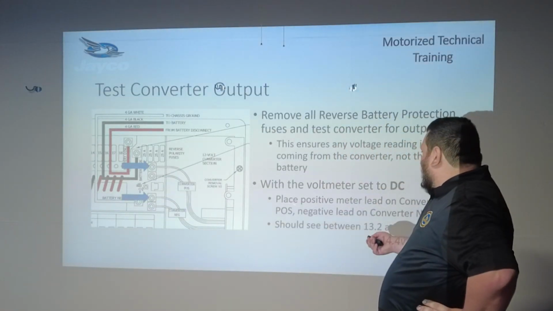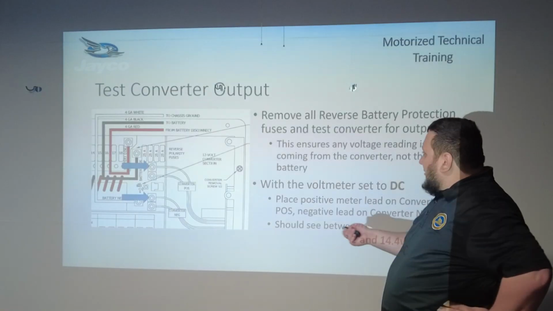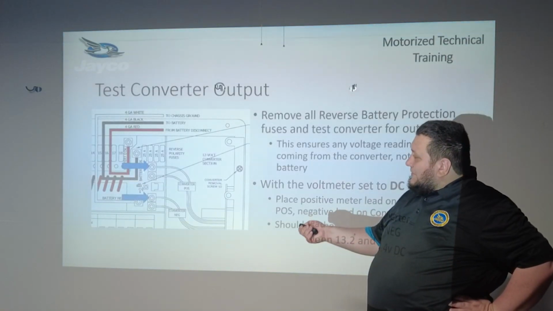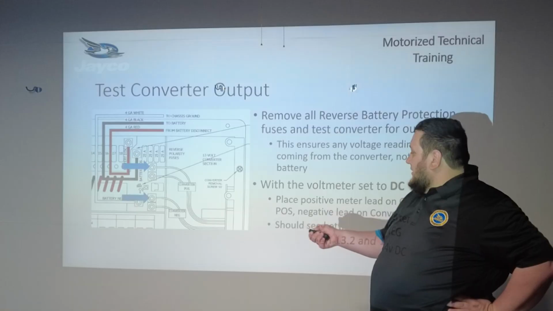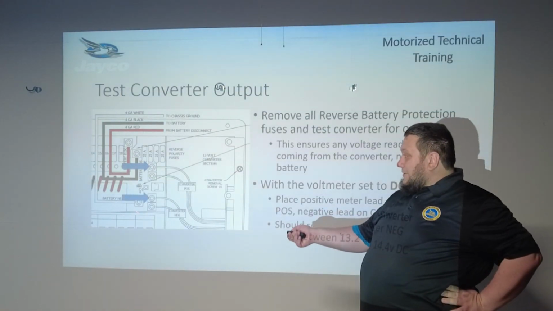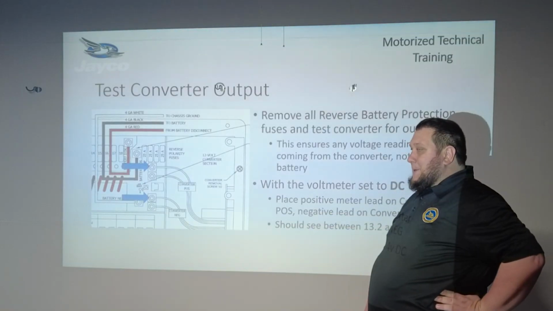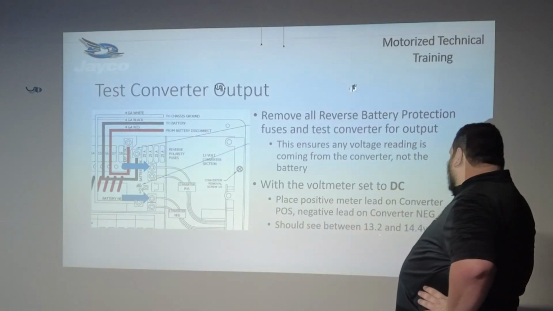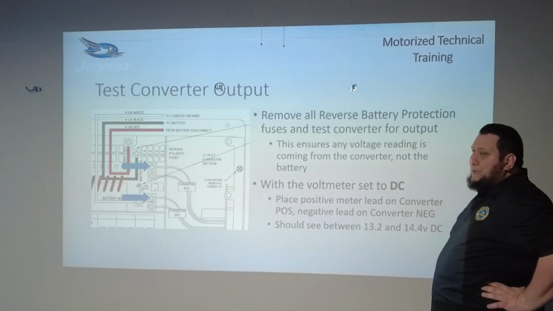We test that by putting our positive or our red meter lead on the one that's labeled battery positive. We're going to take our black or our negative meter lead and put it on the converter negative. And there we should be able to see between 13.2 and 14.4 volts DC.